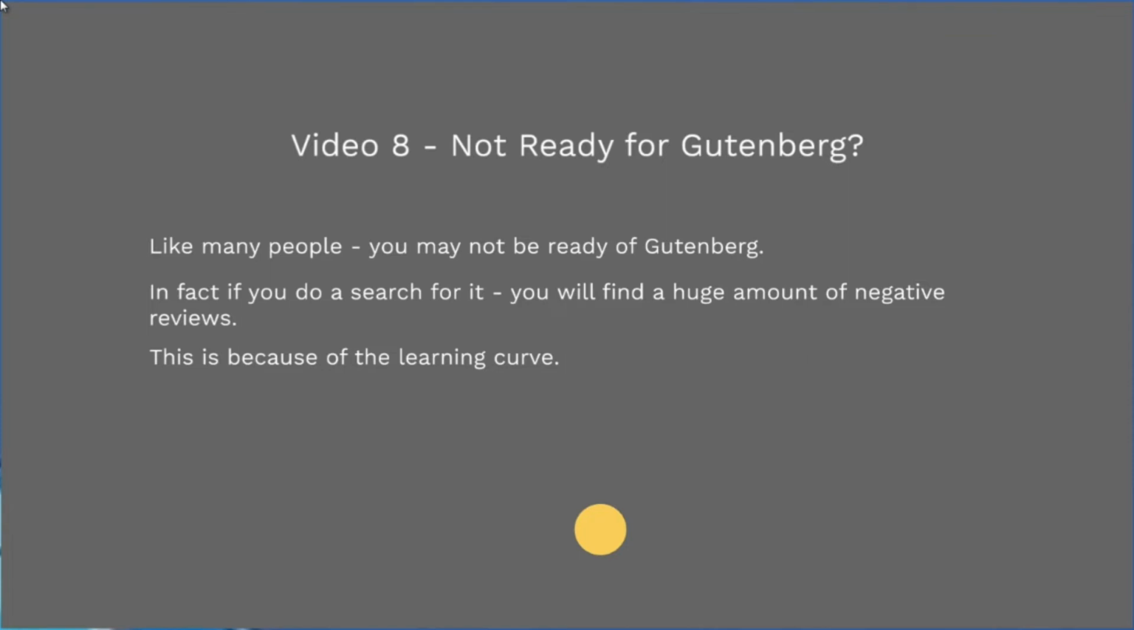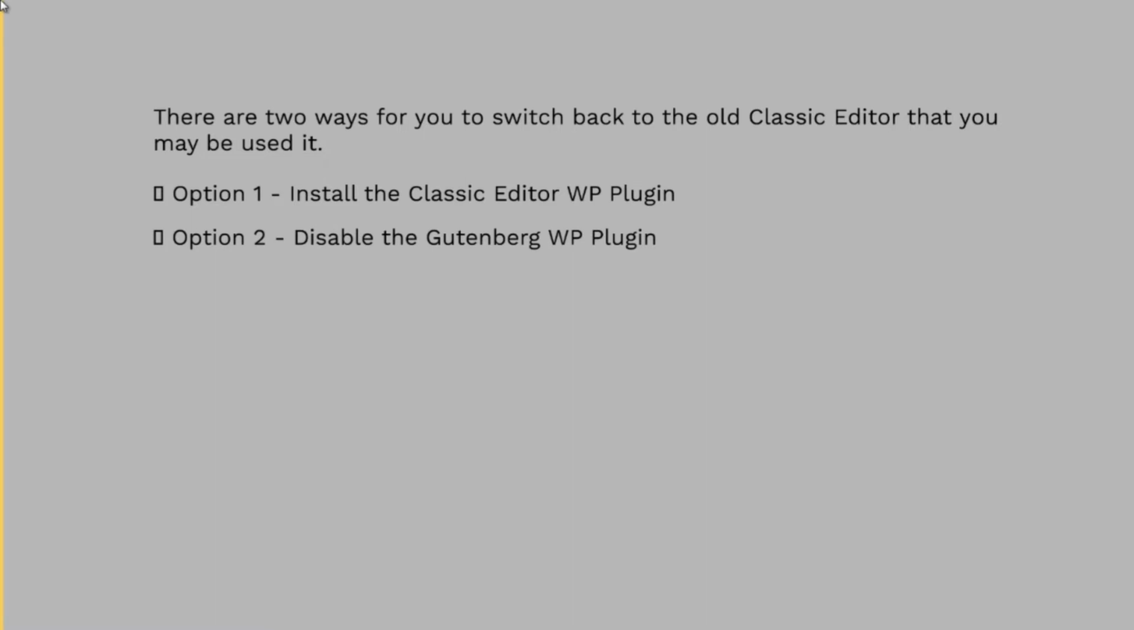But let's say, for example, you have a client who has a website, and they just don't want to go over the learning curve, and they're editing the site themselves and they're just frustrated. And they're like, I want to go back to the classic editor. If that is the case, then I'm going to give you some options. There are 2 ways for you to switch back to the old classic editor that you may be used to. Option 1 is to install the classic editor WordPress plugin. And option 2, you can disable the Gutenberg WordPress plugin.